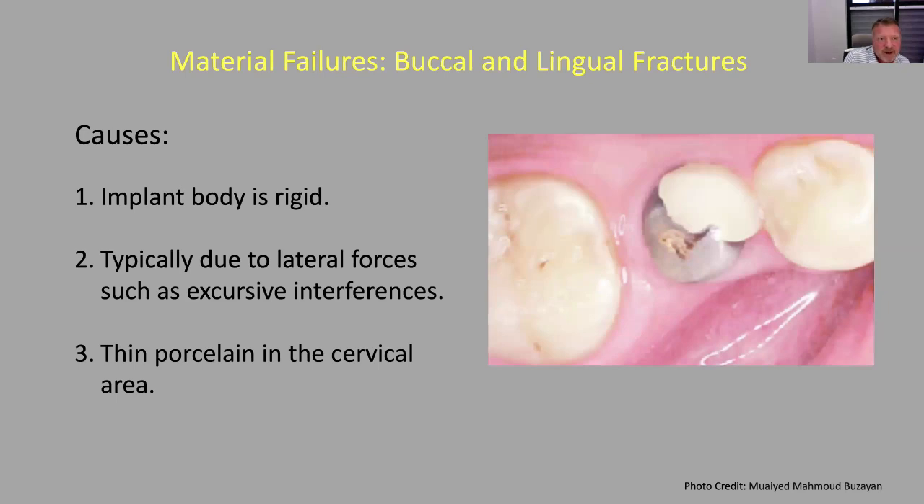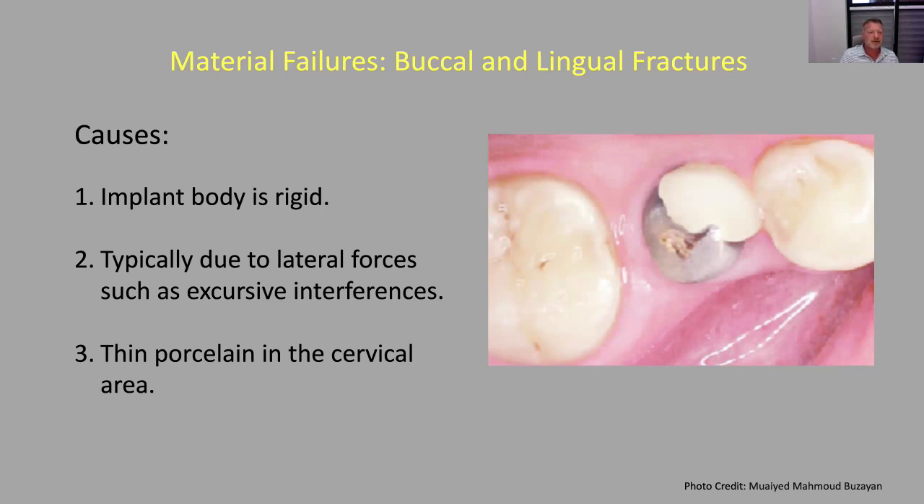So let's talk about buccal and lingual fractures, and this will probably also come into play with that question. What are the causes? Well, the implant body is rigid. So forces on an implant are going to react a lot differently, and they're going to be a lot more traumatic, because there's no ability for the implant to really absorb any of that force beyond the implant. So if you have an excursive force, it's going to stop at the implant. It's not going to transfer really into bone.